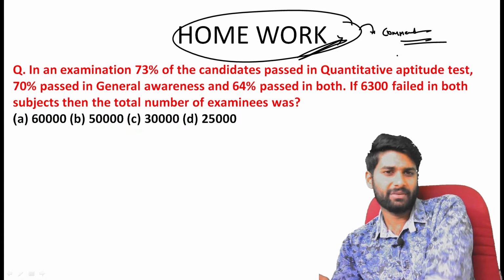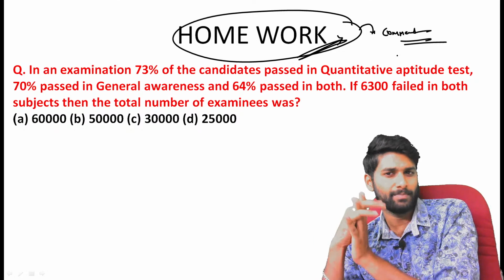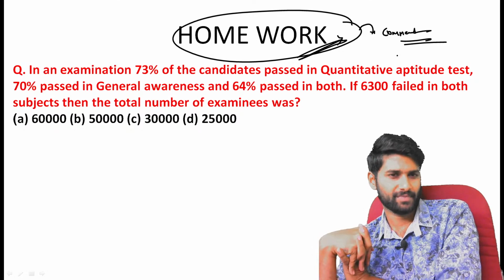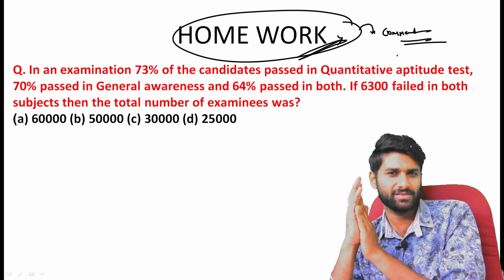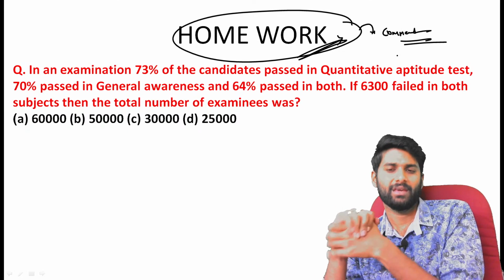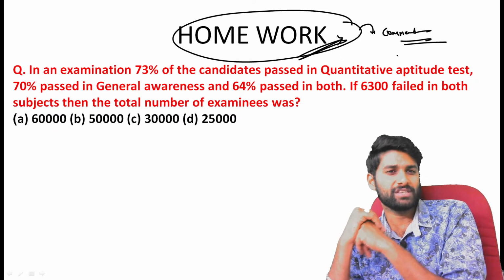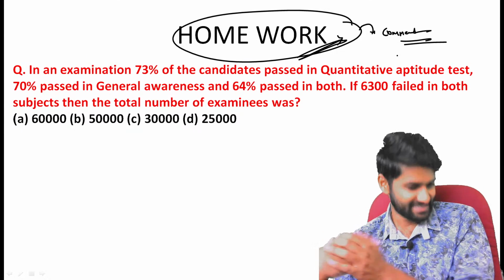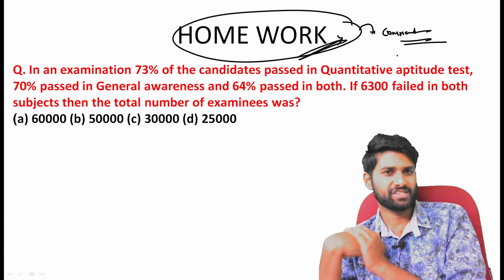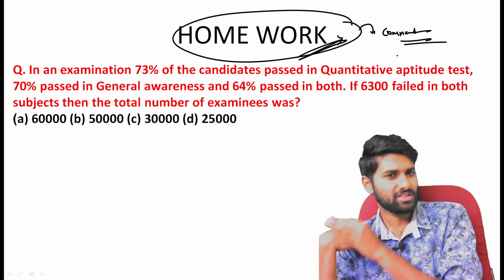In an examination, 73% of candidates passed in the quantitative aptitude test, 70% passed in general awareness, and 64% passed in both. If 6,300 candidates failed in both the subjects, then what was the total number of candidates? The options are 60,000, 50,000, 30,000, and 25,000.